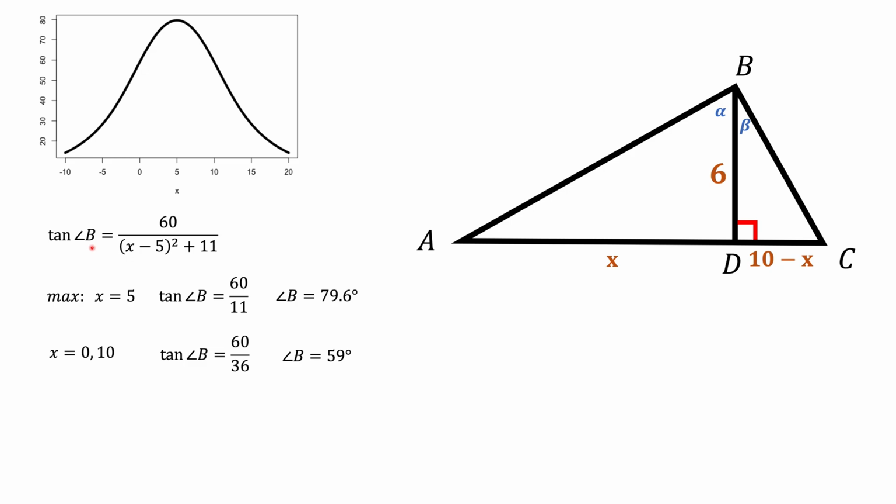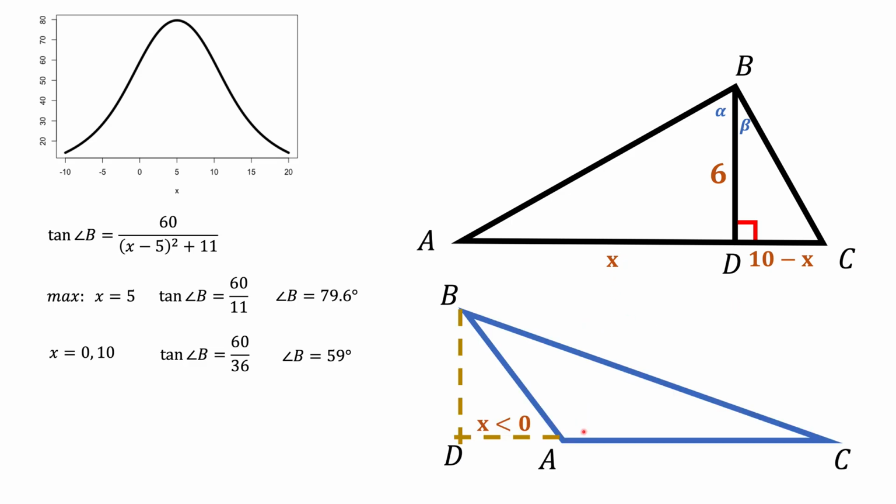Now obviously there's a good question: what does it mean for x to be below 0 or above 10? That really means that point D is either to the left of A or right of C. So for example, when x is negative, our triangle ABC is going to look like this, and point D somewhere to the left of A. We solved this modified problem, but the original question remains.